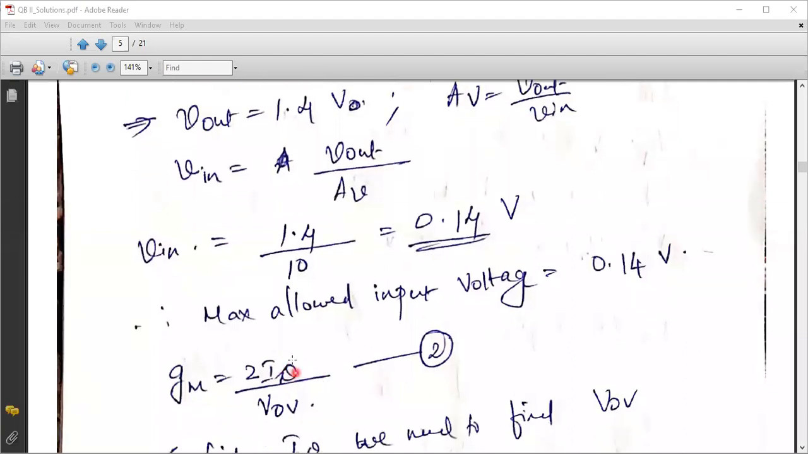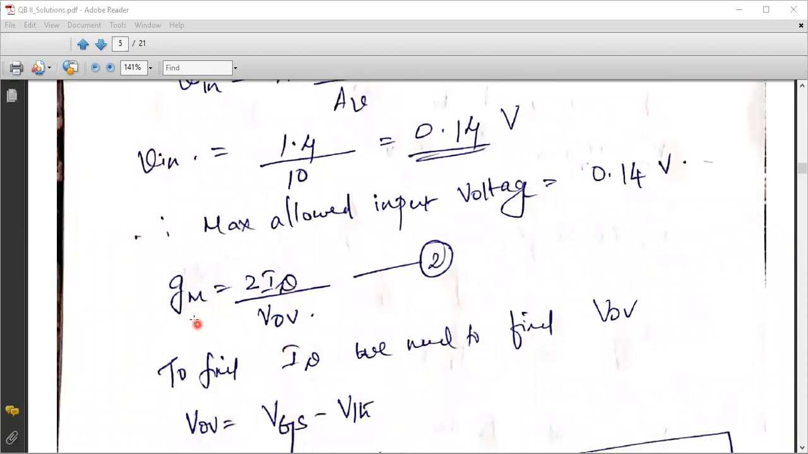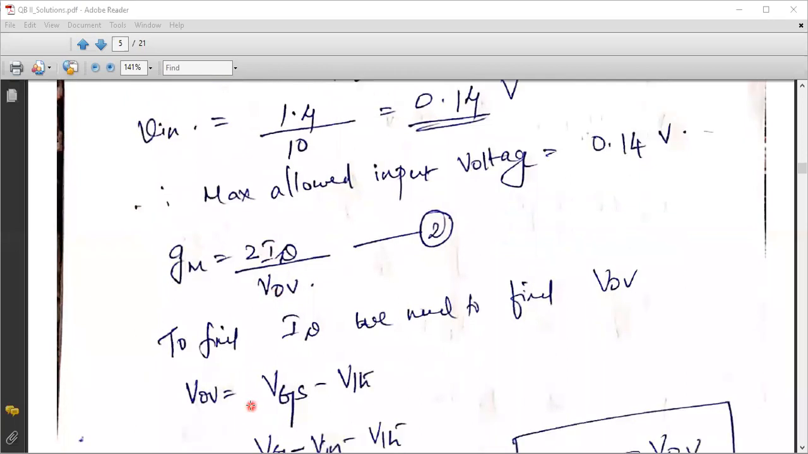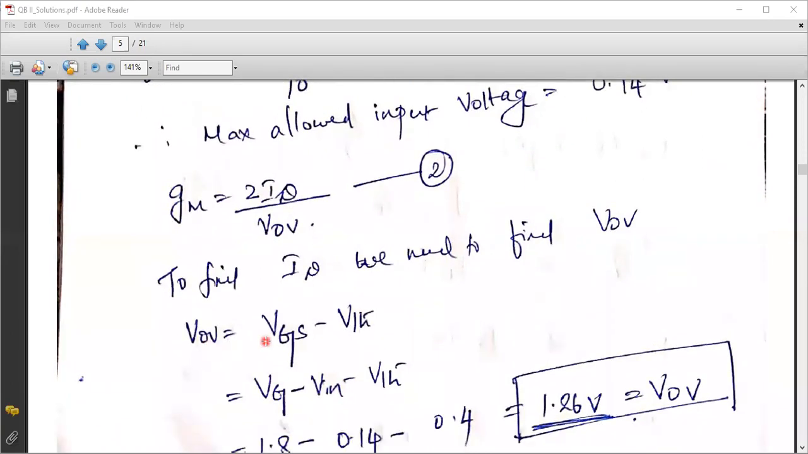Now we are going to find ID. ID can be computed by knowing gm and VOV. gm already we know, right? Already we have computed. It is nothing but the reciprocal of the input resistance as far as a common gate transistor is concerned. So to solve this ID, we need VOV. What is VOV? VOV is the difference between VGS and VTH. VOV is equal to VGS minus VTH.